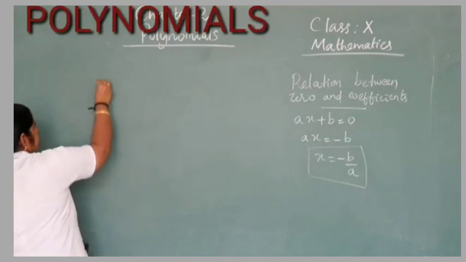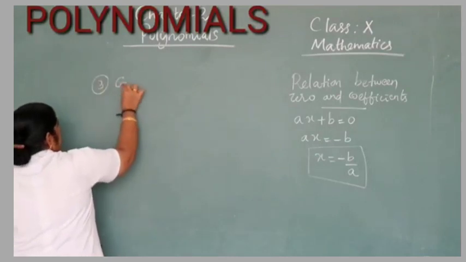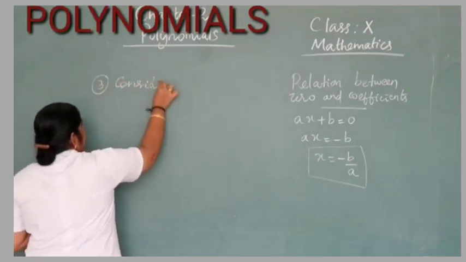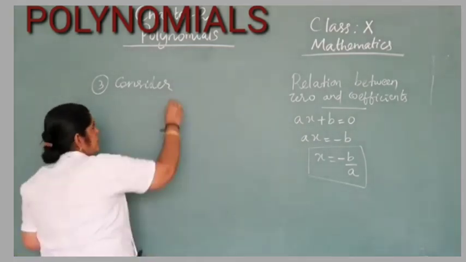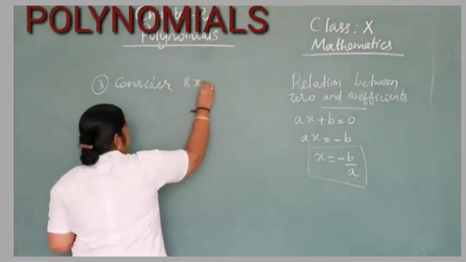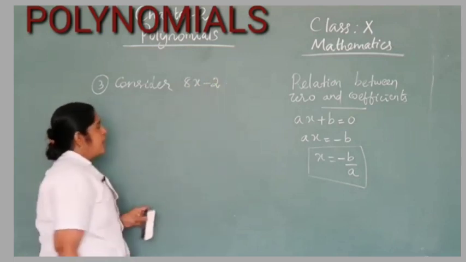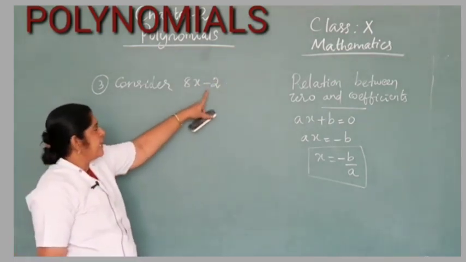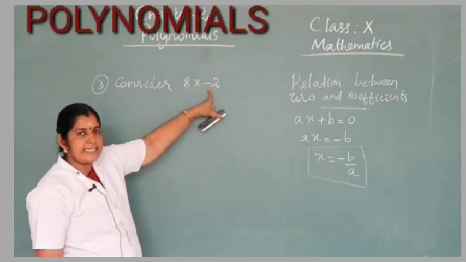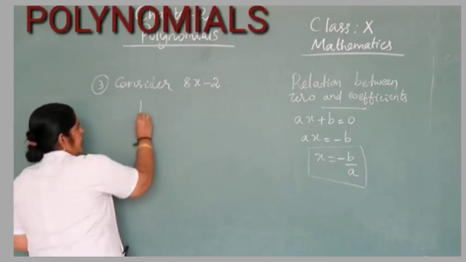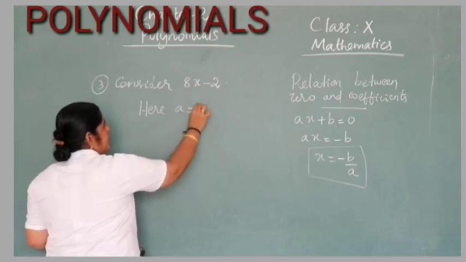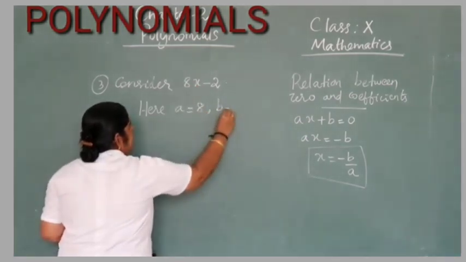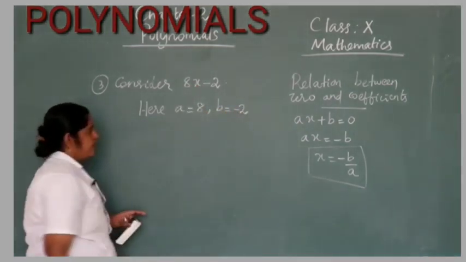Yes, consider the linear polynomial which is having the b term I am taking as negative. So 8x minus 2. Now children, you can see that here the constant term is a negative value. So first you want to write what is a and b. A is here the coefficient of x, 8, and b is a negative value, minus 2.